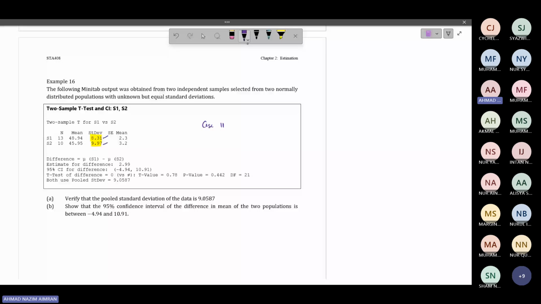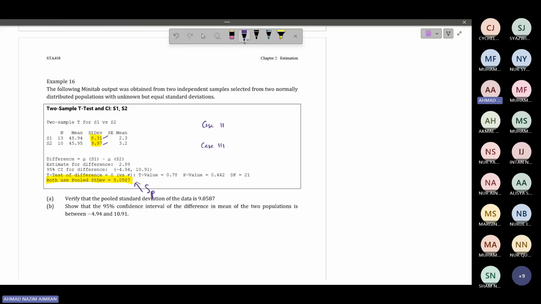Okay, then bawah sekali ialah both use pool standard deviation. This is the SP that we calculated earlier. Cuma this is from another example lah. Of course, the pool standard deviation value is different. So for this one, this is the SP.